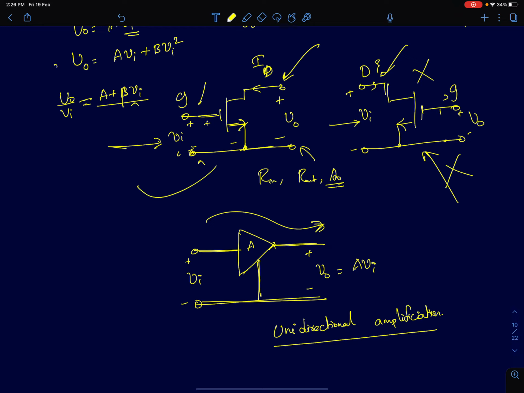So this is what we refer to as the common source configuration. So how do we identify which is the common terminal? See where the input is and see where the output is. The third terminal is the common terminal. So this is called the common source configuration.